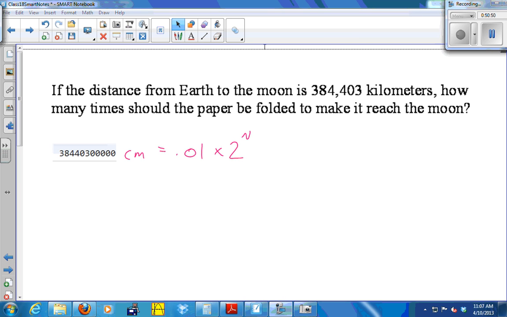So I changed kilometers to centimeters because that was the units my original problem was created in, with 0.01 centimeters. So you take your kilometers, you multiply by 1,000 to get meters, and then multiply by 100 to get centimeters. So you end up putting 5 extra zeros on the end. So I want to know 0.01 times 2 to what power will get me that many centimeters. That's the number of centimeters to the moon.